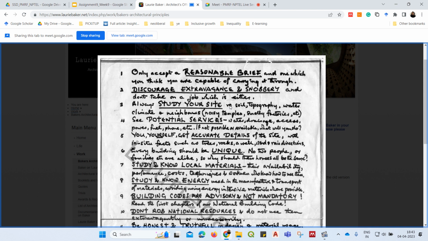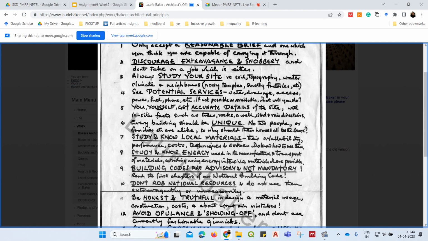Then always study your site, the soil, topography, water, climate, and neighborhoods. So if it's a noisy area, does it have smelly factories, etc. So again, focusing on the local area, what are the needs, what is the kind of soil, the topography, the climate, all such things. Then things like seeing potential services, how the water drainage, etc. will be taken care of. Then focusing on the accurate details of the site.